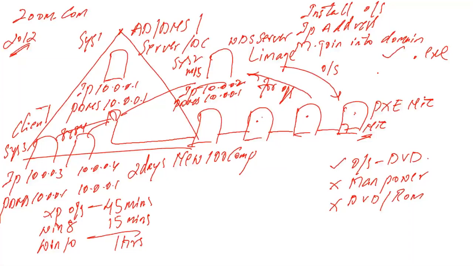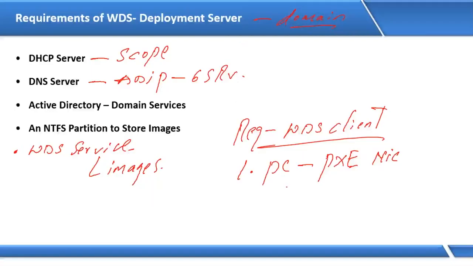But you have to remember one thing: on the client machine, we require only one requirement. We require a machine, system, PC with a PXE NIC card. So write down this one.